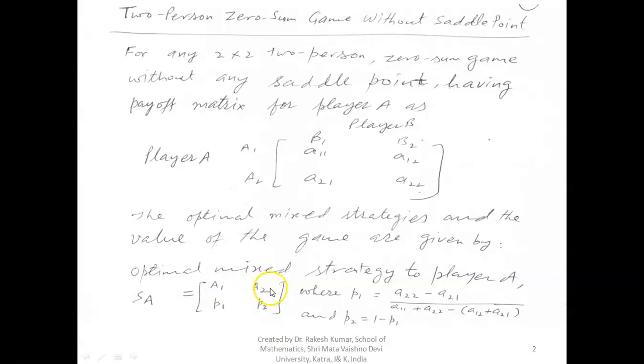It is denoted by S subscript A and is equal to, inside the brackets, the pure strategies A1, A2. Let player A choose strategy A1 with probability P1, and A2 with probability P2, and the sum of P1 and P2 is 1, where P1 is given by A22 minus A21 divided by A11 plus A22 minus (A12 plus A21), and P2 is equal to 1 minus P1.